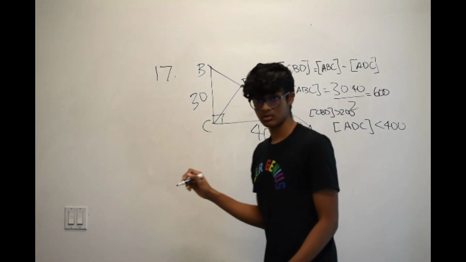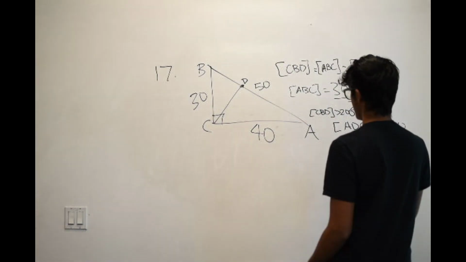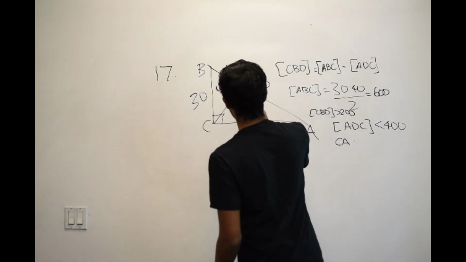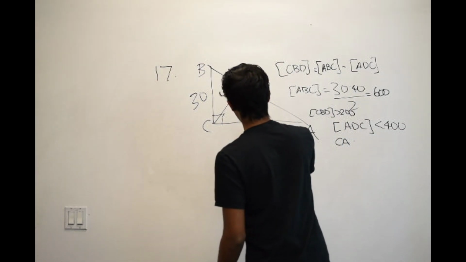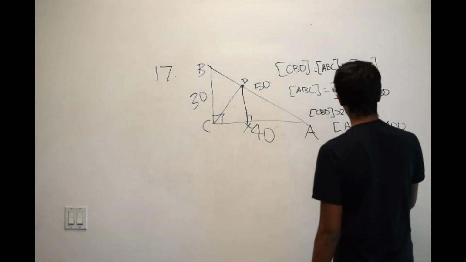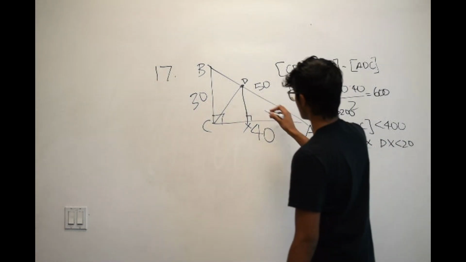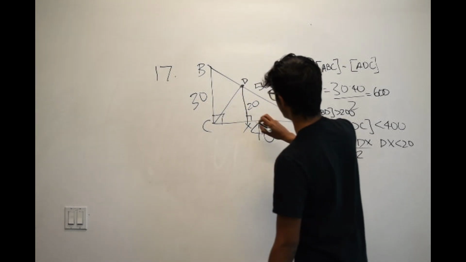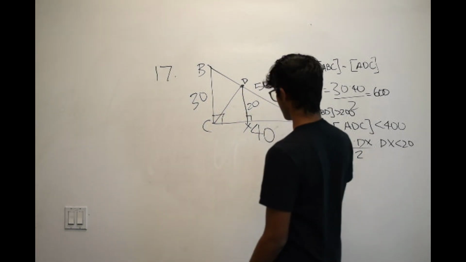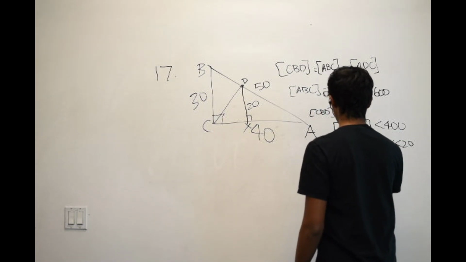Now the area of ADC is equal to CA times, let's drop this perpendicular and call that point X, times DX over 2. And CA is 40, so DX has to be less than 20. So at the max it's 20, which means the boundary point is 20 over 30, which is 2/3.